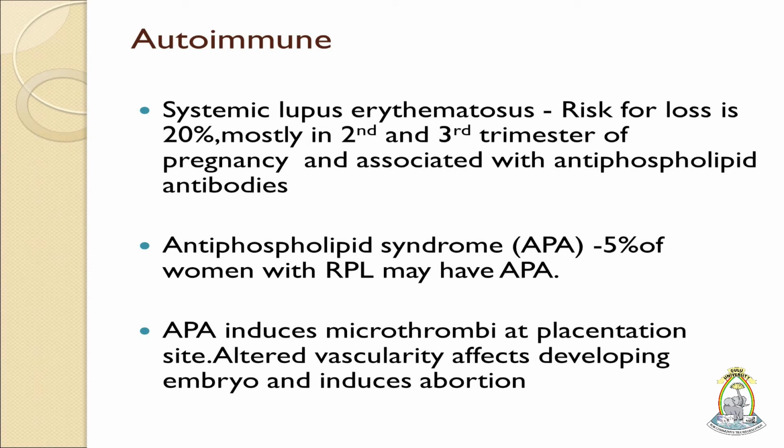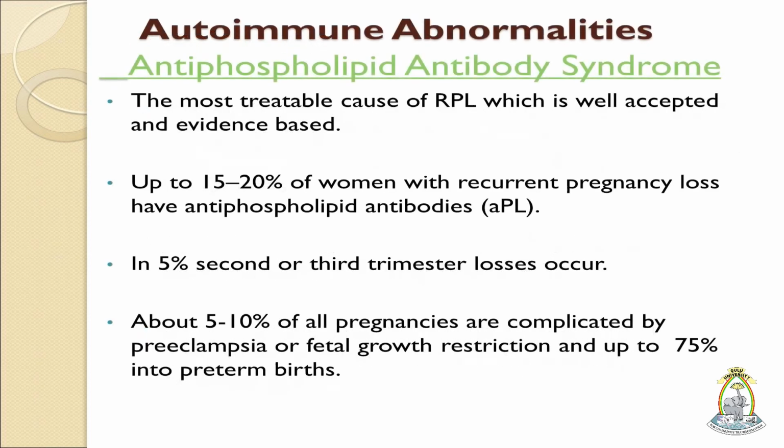The autoimmune conditions are these. The commonest is systemic lupus erythematosus, SLE, and the pregnancy losses may occur more in the second and third trimester. This is up to 20% of pregnancy losses. And then we also have antiphospholipid syndrome, which causes 5% of recurrent pregnancy losses. Antiphospholipid antibody-induced microthrombi can cause pathology within the placental site, and this will alter vascularity. This will then affect the embryo and the uteroplacental unit, and when this is affected, you are more likely to lose a pregnancy.